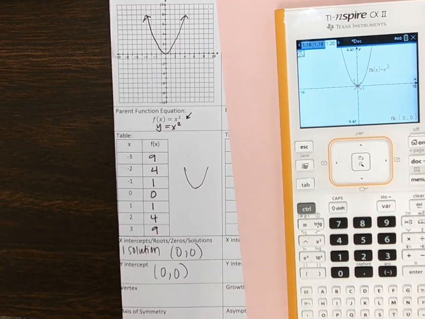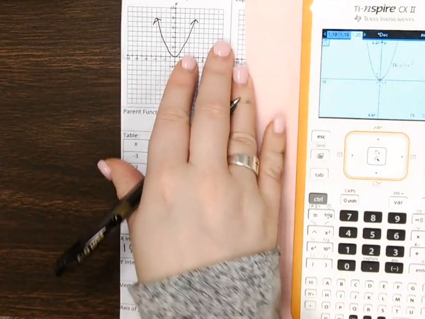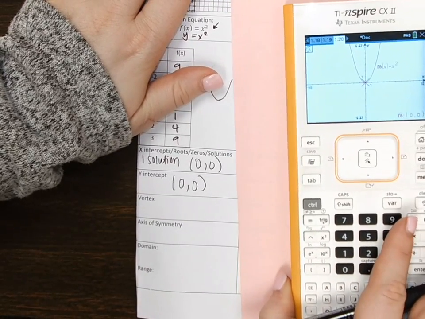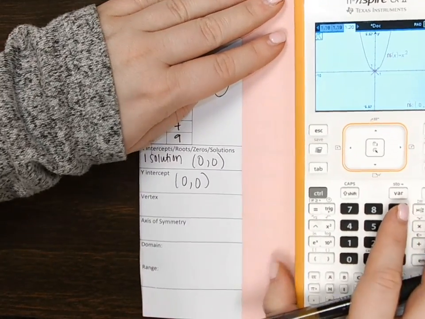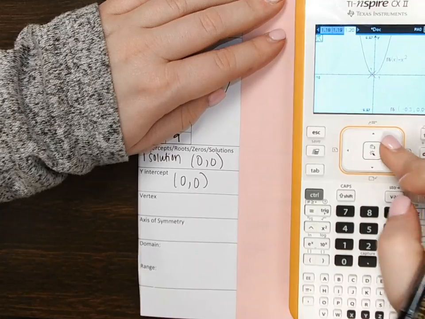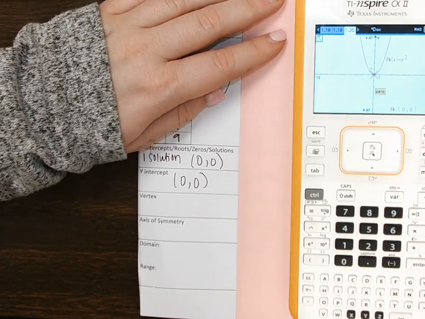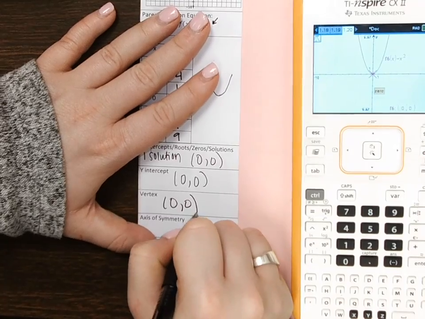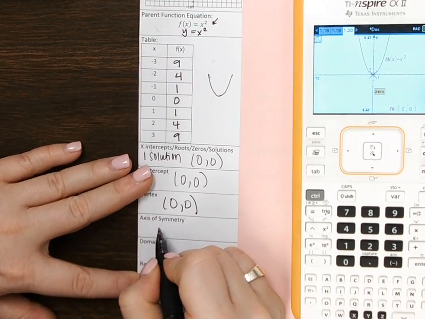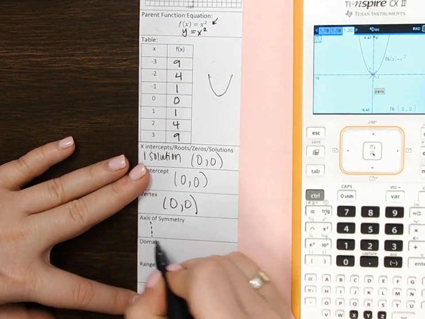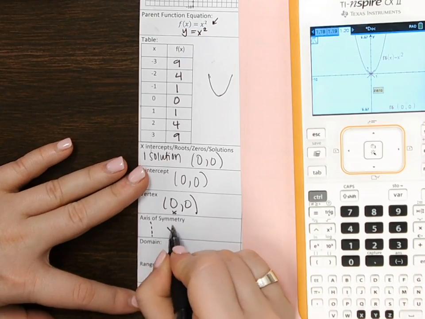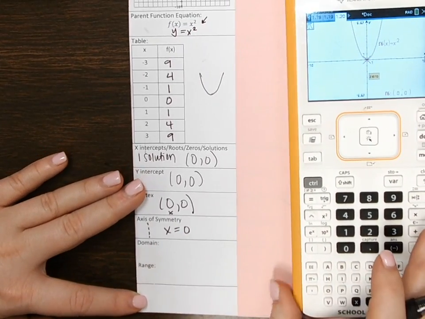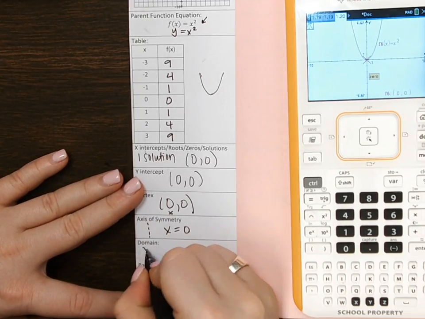All right, the next thing it asks us for is the vertex. Friendly reminder, if you've forgotten, your vertex is your highest or your lowest point on the graph. So again, this is my lowest point. If I click over it, it tells me it's 0, it's also my y-intercept, it's also my vertex. So my vertex is also going to be 0, 0, which means my axis of symmetry, which is that invisible line that cuts down the middle, is going to cut through at this x value, so that's going to be x equals 0.